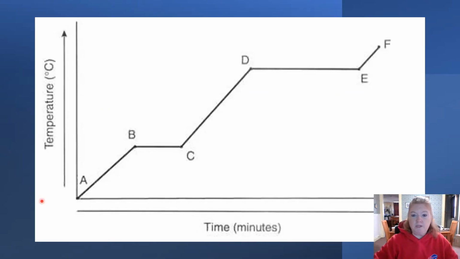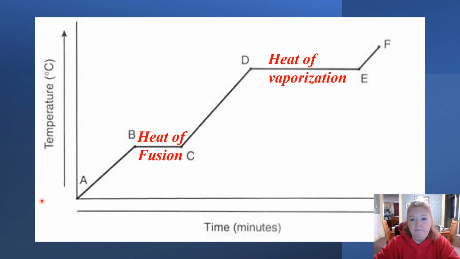So other things that we can talk about, the heat of fusion represents how much heat is being added while it's melting. The heat of vaporization represents how much heat is being added while it's vaporizing. And what can you tell from this graph? Well, look at this. Heat of fusion is from here to here, from B to C. From D to E is the heat of vaporization. Well, that takes more energy. So the heat of vaporization would be greater than the heat of fusion.